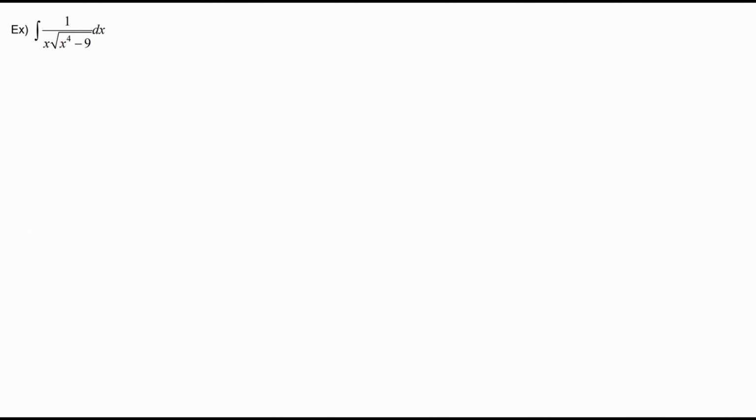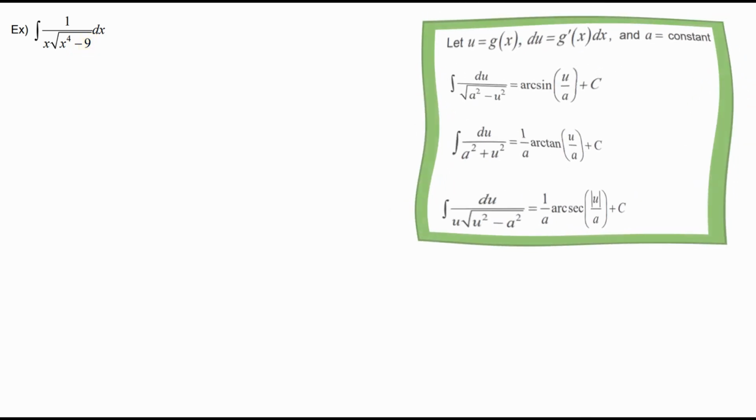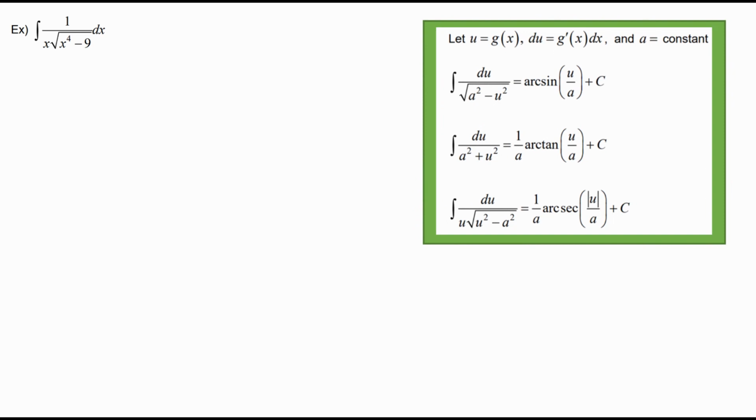Next example, integral of 1 over x radical quantity x to the fourth power minus 9 dx. Which formula do you think we should use? Well, we got a variable outside of a radical, and also inside of a radical, we have a variable square minus number square. It looks like arcsecant to me. So we're going to try to see if it is arcsecant.